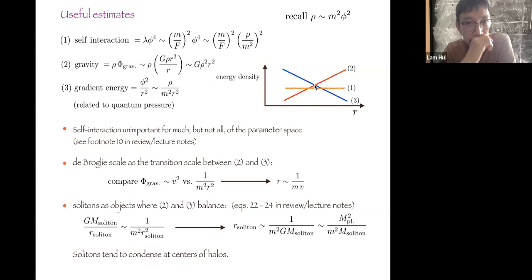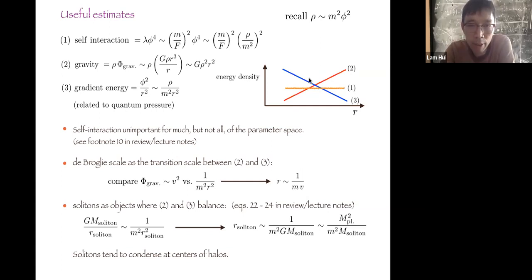However, of course, this horizontal line, I can scale up and down, in particular by changing the axion decay constant, no? Because neither the gravity nor the gradient energy depends on the axion decay constant. So if I make the axion decay constant small enough, this horizontal line would go up. And if it goes up to a degree so that it sticks above where the blue and the red line cross, then there will be some scale where the self-interaction is actually important. And you should take that into account.